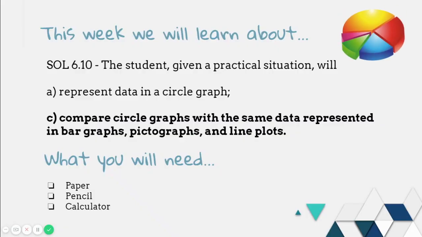So, we have been working on SOL 6.10, and today we are working on part C again: compare circle graphs with the same data represented in bar graphs, pictographs, and line plots. The materials you will need today are paper, pencil, and calculator.